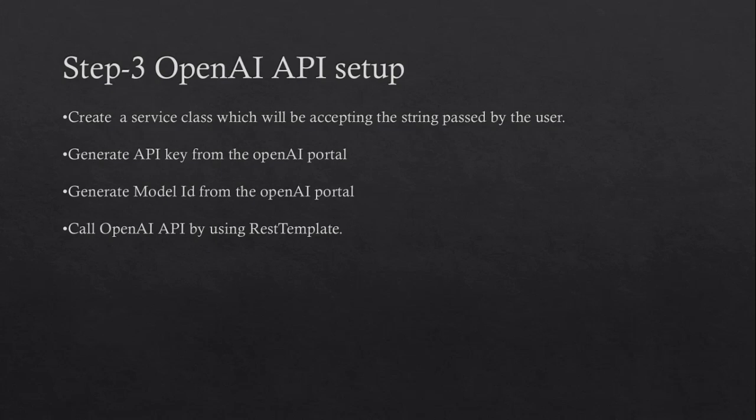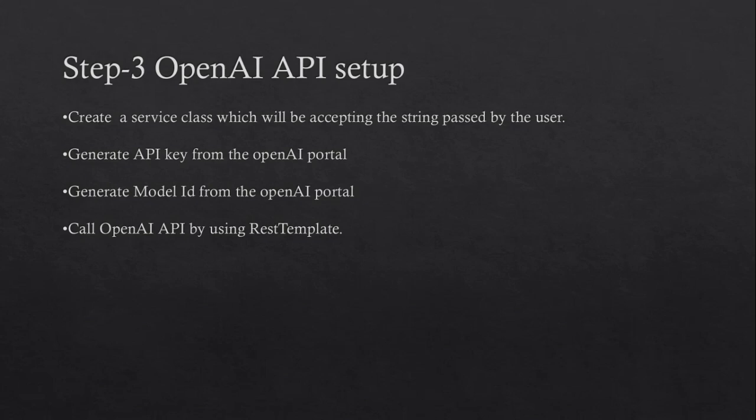Step 3 says we have to do the OpenAI API setup. So what exactly is it saying? We have to create one class, which will be the OpenAI service class or any name, and in that class we are going to call the OpenAI service by using the RestTemplate. But to call that service, we need a few things. We need the token or the API key, and we need the model ID. Those things we will be getting from the OpenAI portal.